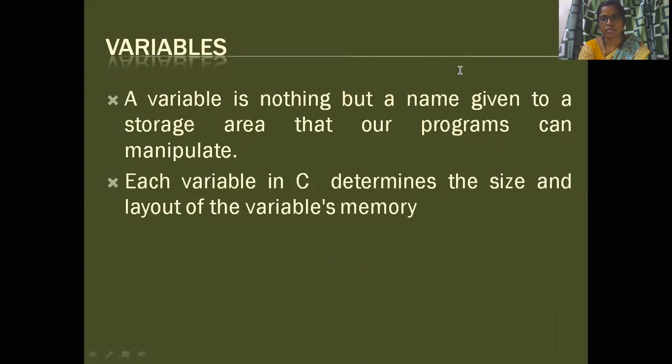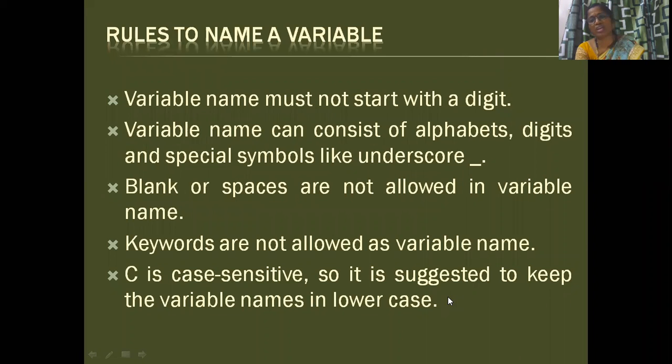Next we'll see the rules to name a variable. It is similar to our identifier. A variable name must not start with a digit, because it is also naming. A variable name can consist of alphabets, digits, and special symbols like underscore, not all other special symbols. It can contain an underscore.